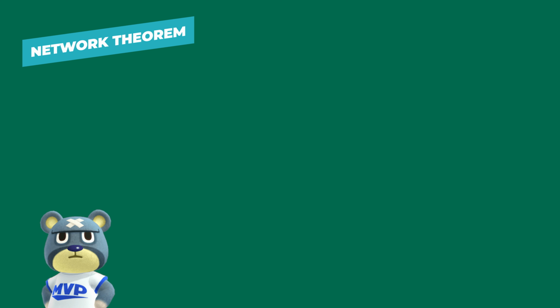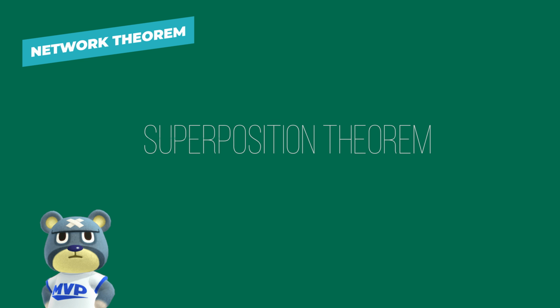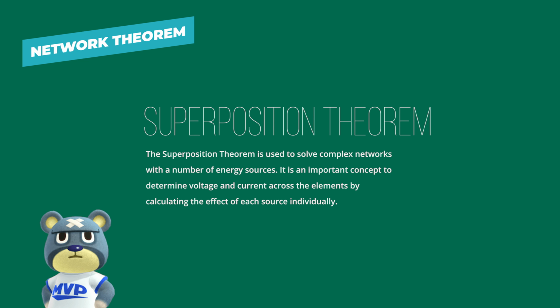And the first theorem that I should explain is the superposition theorem. The superposition theorem is used to solve complex networks with a number of energy sources. It is an important concept to determine the voltage and current across the element by calculating the effect of each source individually and combining the effect of all sources to get the actual voltage and current of the circuit element.